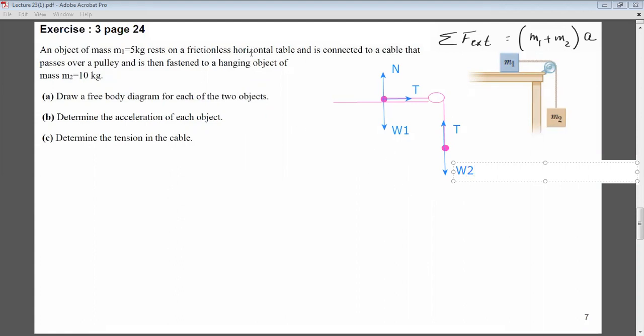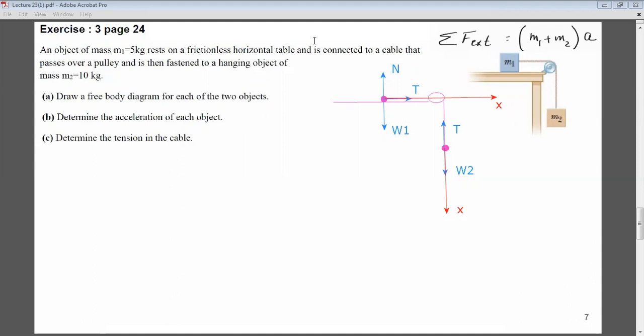Then I choose the x-axis and y-axis. M1 is 5 kilograms, M2 is 10 kilograms. The system is going downwards, so this object is going this way, and the x-axis for it is in this direction. Object 2 is moving downward, so this is the x-axis here as well. It's along the motion.